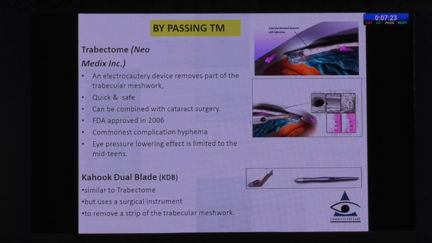So the first subgroup in which we bypass the trabecular meshwork resistance is where you can excise a small part of trabecular meshwork using a trabectome or a Kahook blade. So a small sector of trabecular meshwork is excised and the aqueous starts to drain directly from the anterior chamber into the Schlemm's canal. Now these procedures are FDA approved and have a very low complication rate, but they have a moderate kind of intraocular pressure lowering. So the pressures are lowered usually up to mid-teens only.